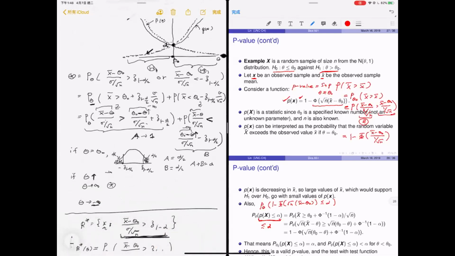Your power function is going to become A plus B right here. So actually when theta goes to infinity, A goes to 1, then B goes to 0, then it becomes 1. This is the beta argument. Likewise, when theta goes to minus infinity, still A plus B, but A goes to 0, then B goes to 1. That's what I meant to say.